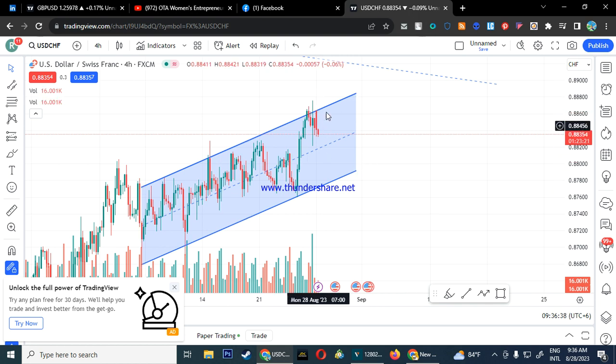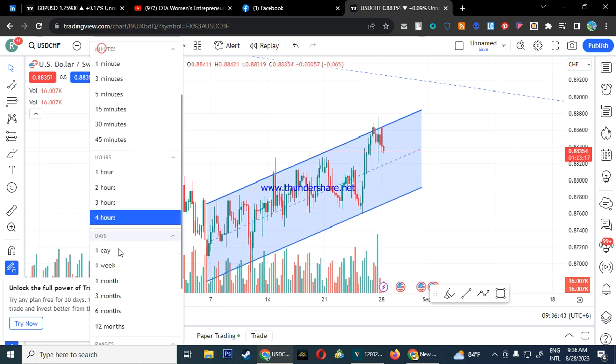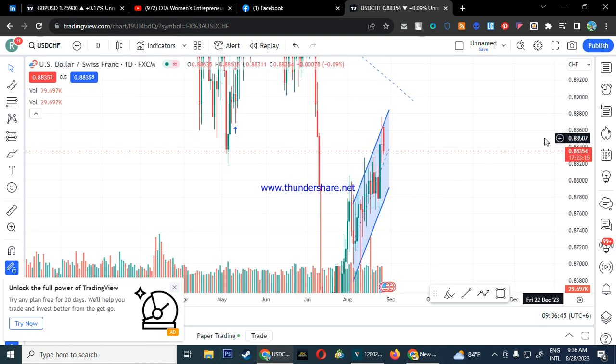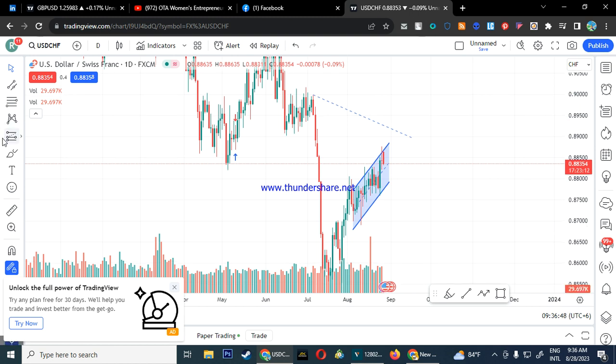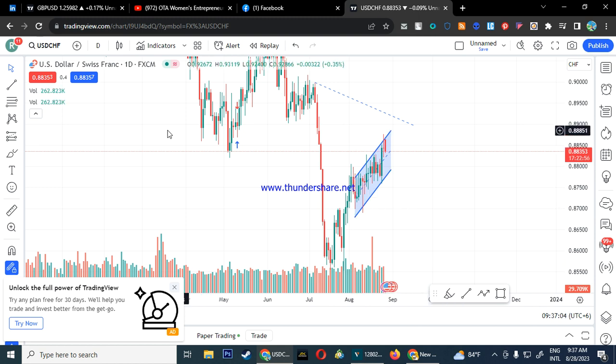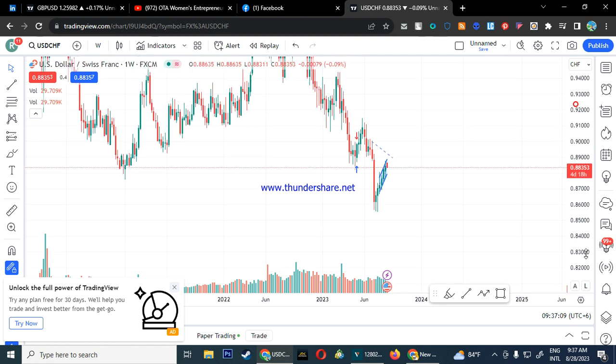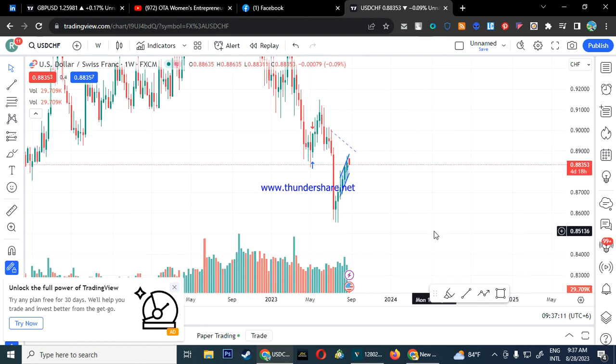It's going to be the broken resistance. After breaking this, where will the market go? Let me just share with you what behavior the market will make. Right now, let me share the analysis.